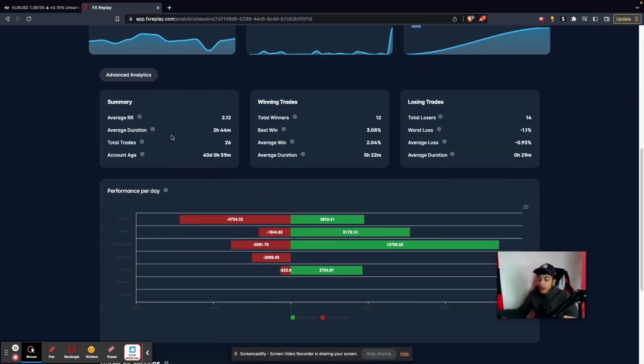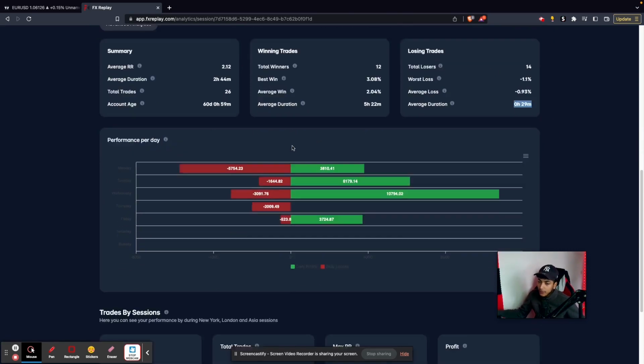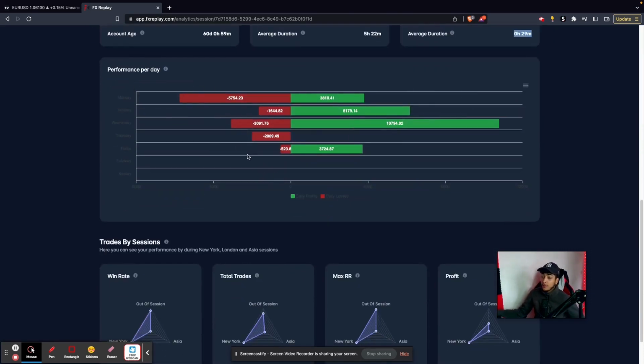Now moving further down, you have some more advanced analytics down here. So it shows you the average duration of your trades, the average profitable trade, the average loss, average duration of the loss, etc. Nice little information. Something that I actually found pretty useful is your performance per day.